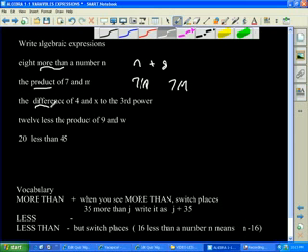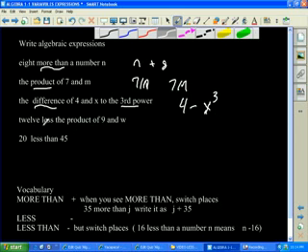Okay, difference. Difference, there we go again. We know that that means subtraction. Now this one says the difference of 4 and x to the third power. Well, you're not going to see this in Yakapaka, but the way we'd write this would be 4 minus the letter x to the third power.